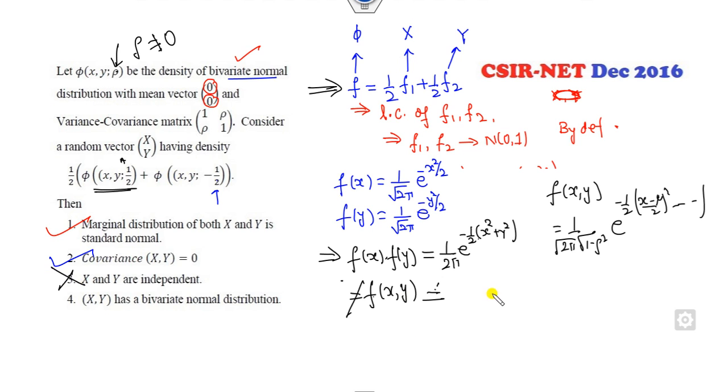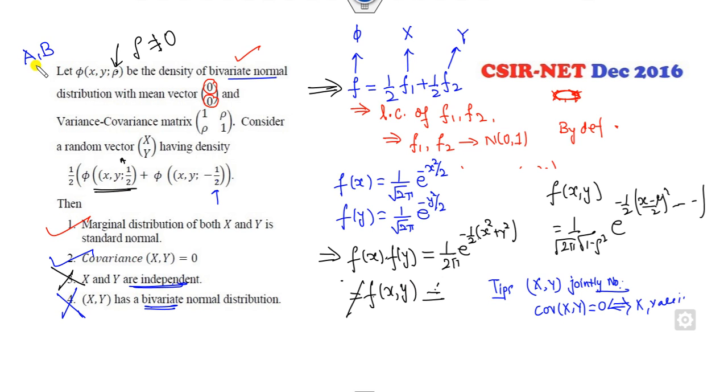Look at the last option. As I mentioned in the tips, if x and y are jointly normal, then covariance of xy is 0 if and only if x and y are independent. But we already said they are not independent. It means they are not jointly, meaning bivariate, normal, because they are two variables. So this option is also cancelled. A and B are the right answers.